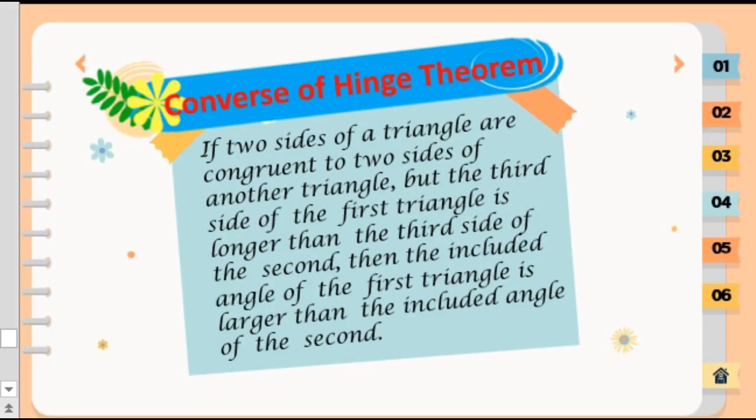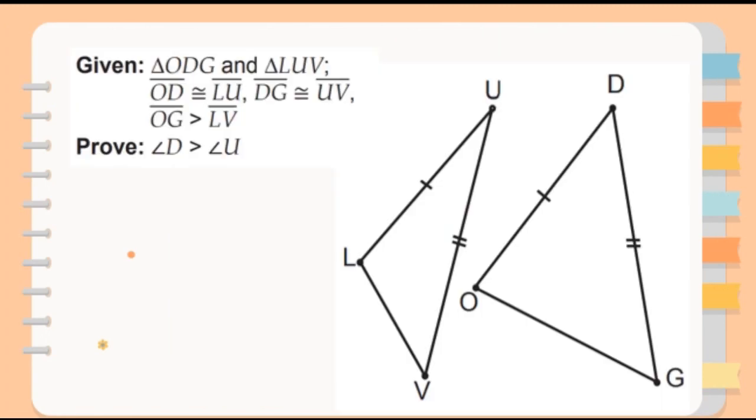Converse of Hinge theorem. If two sides of a triangle are congruent to two sides of another triangle, but the third side of the first triangle is longer than the third side of the second, then the included angle of the first triangle is larger than the included angle of the second. Given triangle ODG and triangle LUV, OD is congruent to LU and DG is congruent to UV. Line segment OG is greater than line segment LV. Prove that angle D is greater than angle U.